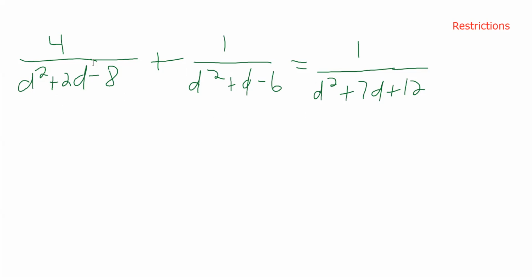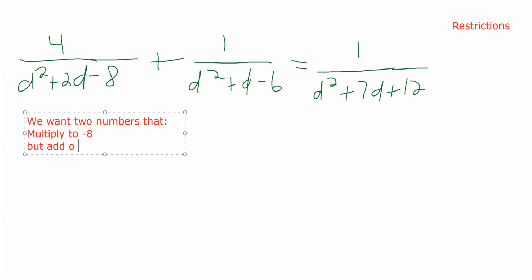Remember, in this first one, we are looking for two numbers. Where's my text box? We want two numbers that multiply to, in this case, -8, but add to 2, the coefficient of the middle term. Can y'all think of two numbers that multiply to -8 but add to +2?